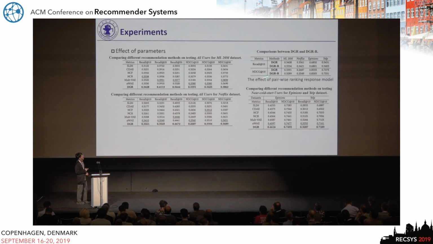And also we investigate the performance of the ranking model. Here the DGRR means that we remove the ranking response model and we only use the Beta-Bernoulli generative model to obtain a ranking score. And we can see that the DGR outperforms the DGRR. So you can see that the ranking response model also plays an important role in our model.